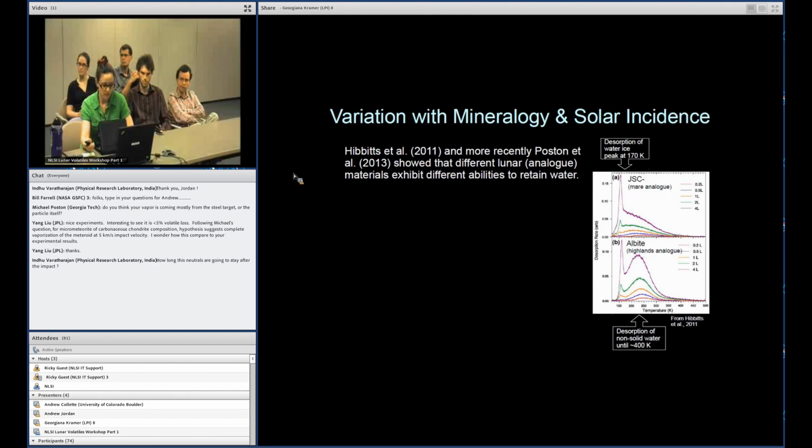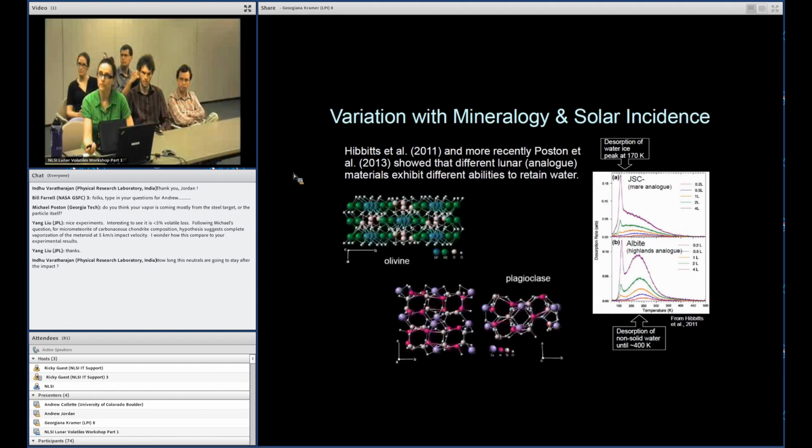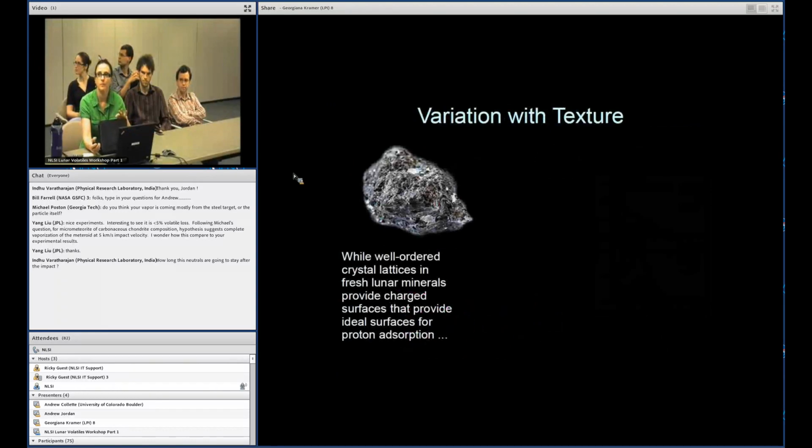A water ice peak appears at approximately 170 Kelvin, although chemisorbed waters will desorb at higher temperatures. Note that albite is more adsorbing than JSC1, with chemisorbed water dominating over ice desorption at larger exposures. Again, this could be attributed to the same phenomenon as I said before, where plagioclase can be slightly more accommodating. So there can be variation with texture.